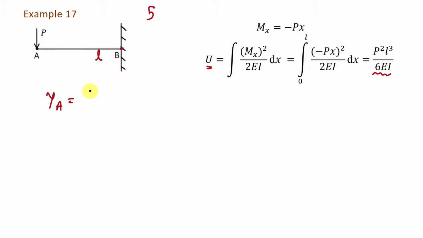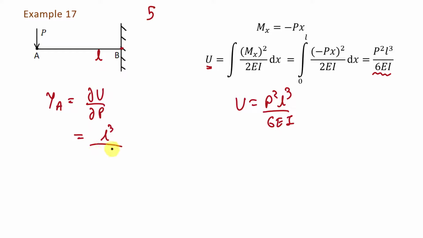According to the Castigliano's theorem, del U by del P gives the value of deflection at that point in the direction of load, right? So here we have to find del U by del P. Here we have the value of strain energy, that is U is equal to P square L cube divided by 6EI. Fine. When we take partial differentiation of strain energy with respect to P, then other terms will be constant. So it will be L cube divided by 6EI into del P square by del P.